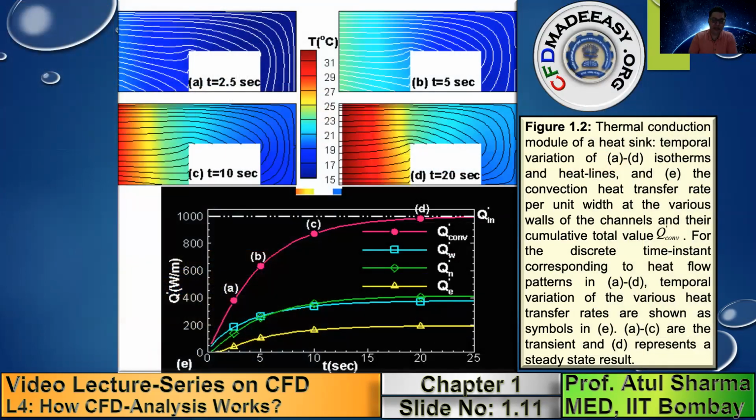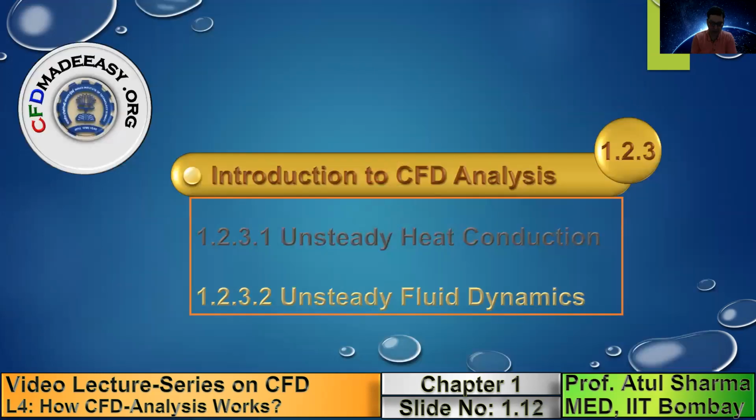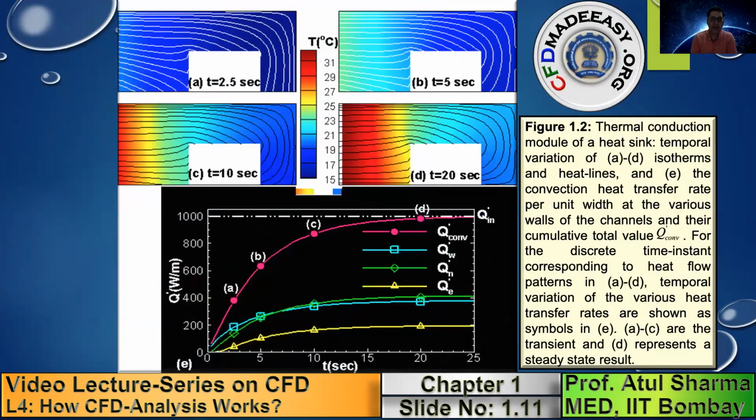This is at various time instants as shown here, at t equals 2.5 second, 5 second, 10 second, and 20 second. This shows the instantaneous picture corresponding to the temperature contour and the heat line. And this picture, which has been shown as A, B, the time instant corresponding to this is presented in this figure as corresponding to 2.5 second. So the A, B, C, D here correspond to the time instants for which the contour has been shown in the upper figure.